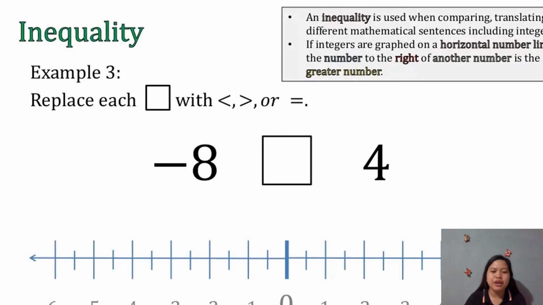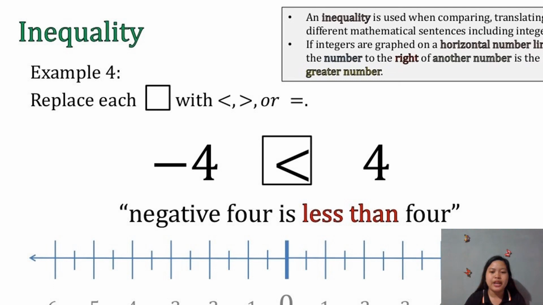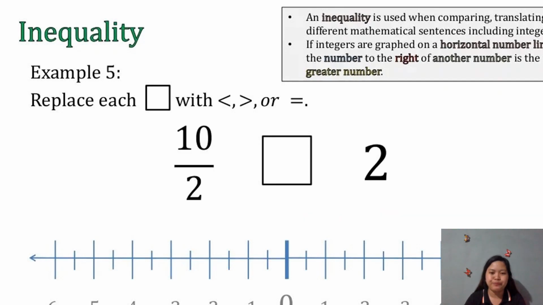Negative 8 and positive 4, of course. 4 is greater compared to negative 8. Negative 4 and 4, of course, that is greater than. Or I mean, negative 4 is less than 4, but 4 is greater than negative 4.